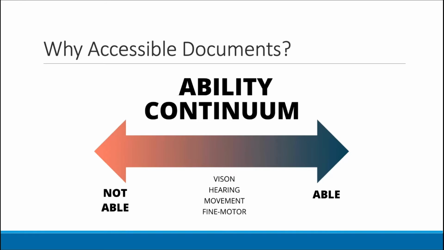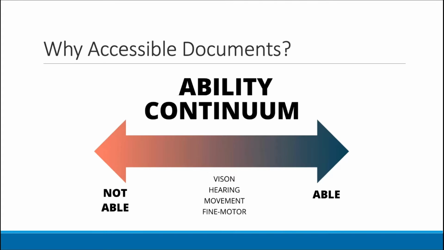And then the last reason we do it is what I have on the screen here, and this is called the ability continuum. And oftentimes when we think about accessibility or we think about disability, we often think of it as this binary state. We think of either a person is disabled or they're able. When in reality, it's much different than that. It's not just a person is blind or not. It's not just a person uses a wheelchair or does not, or a person is deaf or not. We all exist on this continuum from completely able to not at all able.